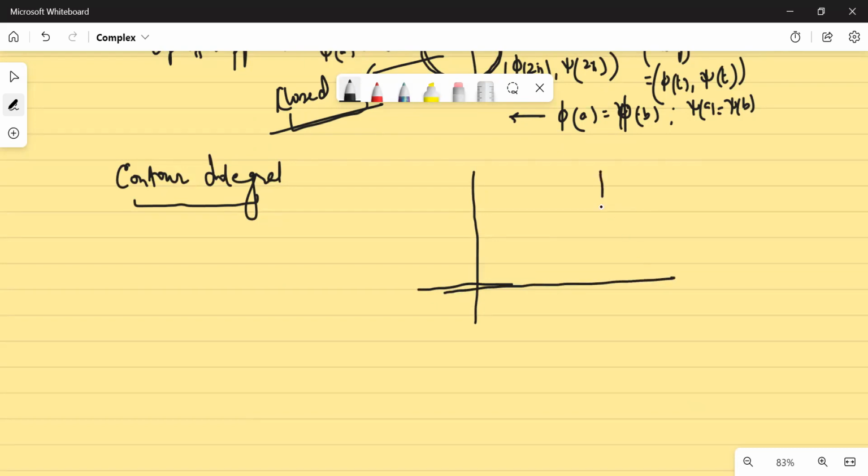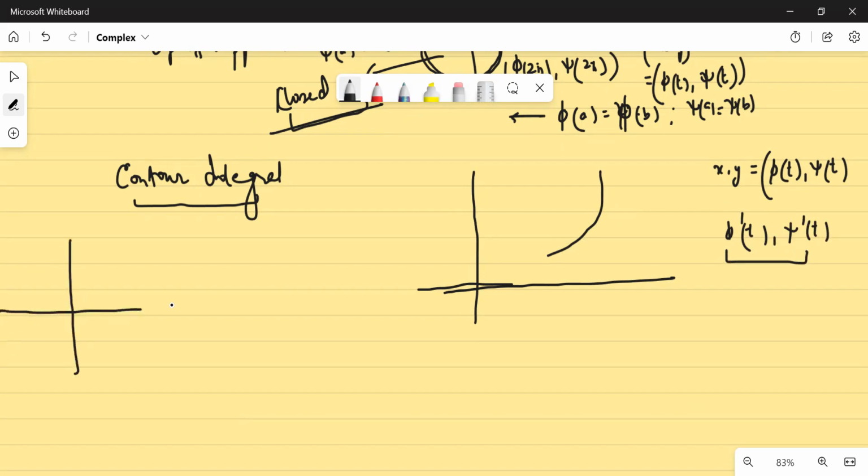ठीक है. स्मूथ कर्व मतलब your x and y can be represented by continuous functions of phi t and psi t. Further, phi dash t and psi dash t are also continuous. बस ये समझो. जैसे कि एग्जांपल बताता हूँ, जैसे कि मैं कहता हूँ arc on the circle. So let's say if I'm saying arc on the circle, will it be a smooth arc?